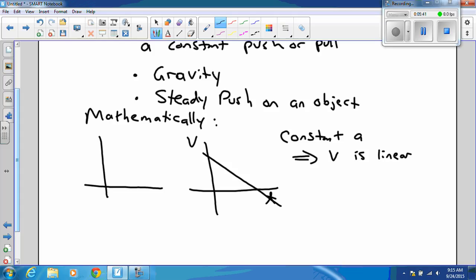Now, actually, we already knew that. I don't know if you knew that you knew that, because we know that constant acceleration gives us v equals v0 plus at. And what type of function is that? A linear function. So there you go.